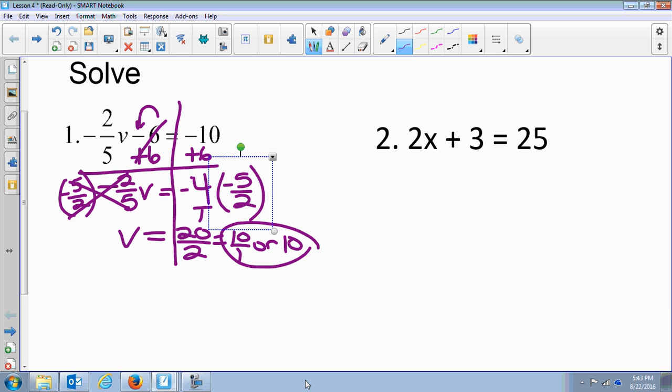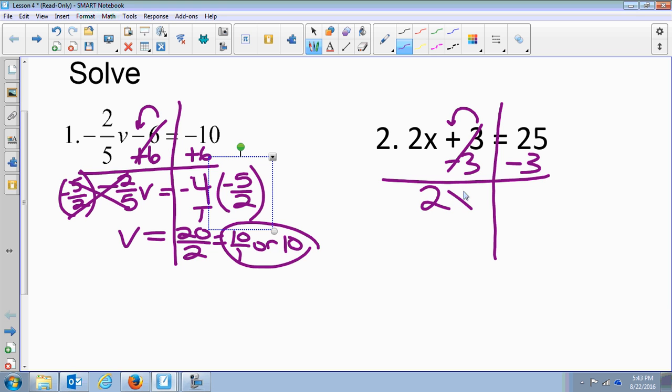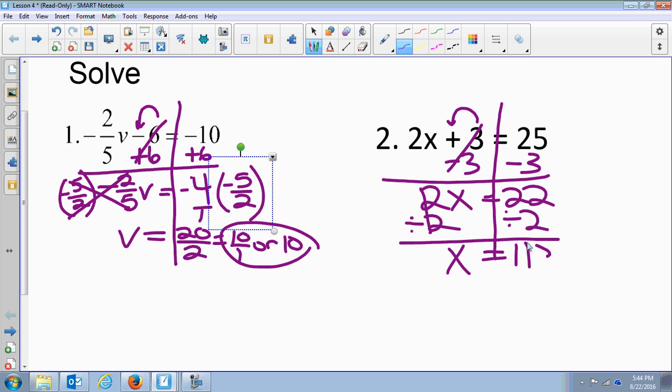The second problem, I have addition and multiplication, so I'm going to undo addition by subtracting it to the other side. That cancels. 3 minus 3 gives me 0, so that leaves me with 2x. 25 minus 3 gives me 22. So now I need to get rid of multiplication, so I get rid of that by dividing by 2. 2 divided by 2 leaves me with 1, or just x. 22 divided by 2 leaves me with 11.